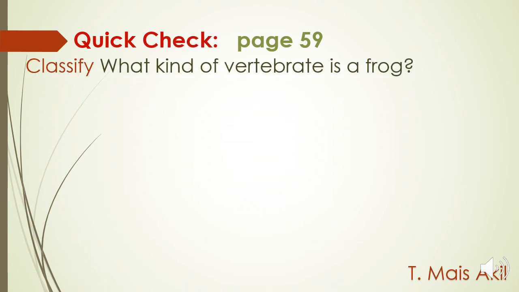Let's solve the quick check on page 59. Classify. What kind of vertebrate is a frog? As you know, the frog has two lives, double lives, one in water, one on land. So it is an amphibian.